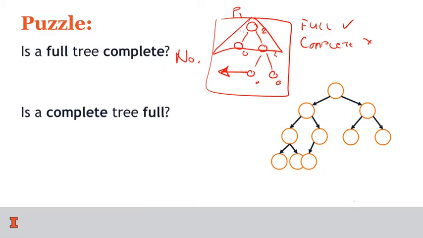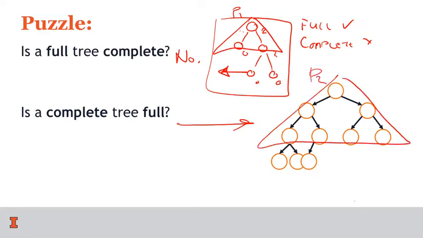Well, this one, we can look at this example right here. We argued that this was a complete tree. This tree was a perfect tree of height 2 with a few nodes at the very end. A full tree requires us to have every node having 0 or 2 children. Here's a node that just has 1 child. Because this node has only 1 child, this complete tree is not full. So is a complete tree full?